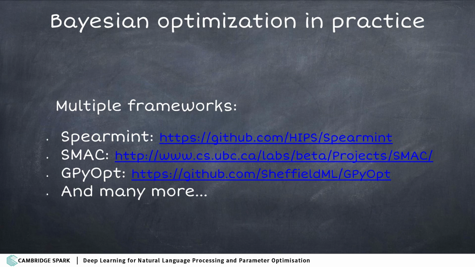Since 2012, many Bayesian optimization frameworks have been proposed. I've shown some here, but there are probably others which I may be unaware of, so this may not be the best representation. The one by the people I mentioned in the previous slide is called Spearmint, and it's the one that is often used in academia.